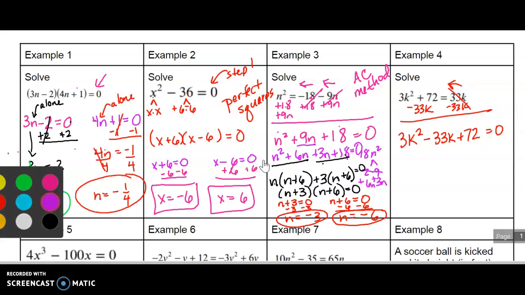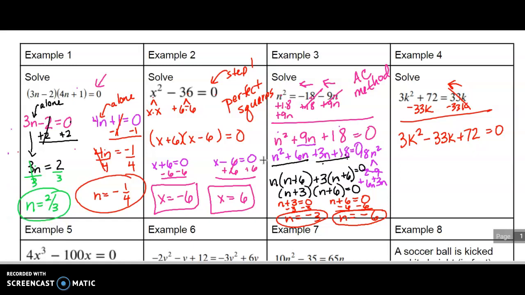Okay. Well, from here, I could do the AC method, but what I notice is that all of these terms divide by 3. So that's what I want to do, because if I make these smaller, it will actually make factoring a little easier. Smaller numbers help. And notice how I divided everything by 3 because you have to be fair. So we get k squared minus 11k plus 24.